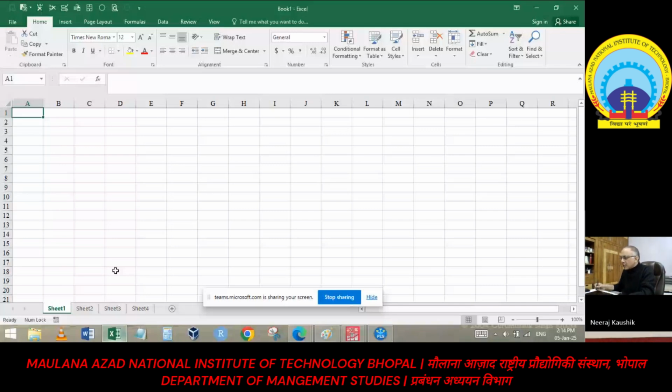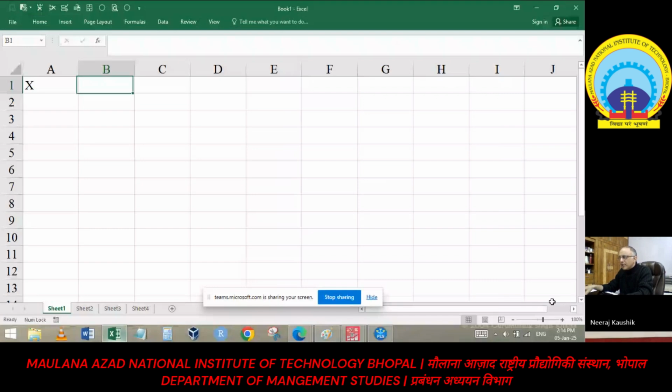So I'm starting with the regression. In regression, what do we actually do? There is an X series, there is a Y series. This is Y and this is X. Let me generate random data. So 10 and 50. I'm taking a very small sample.